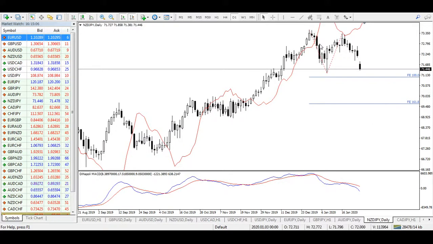Rather than taking any target on NZD JPY like AB equals CD, or maybe ABCD equals 61.1%, we will be looking at the major pair, that is NZD USD, and when we close the position in NZD USD, then we will close the position in NZD JPY as well, irrespective of any target calculation on this NZD JPY pair. So that's all for New Zealand dollar right now.